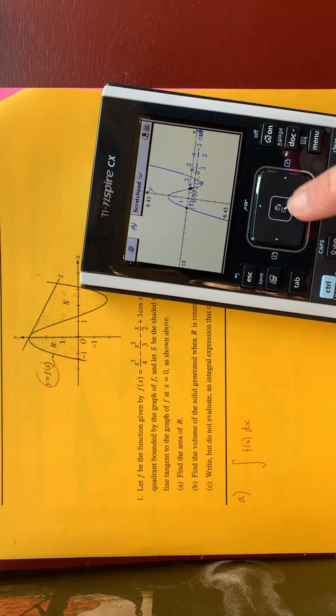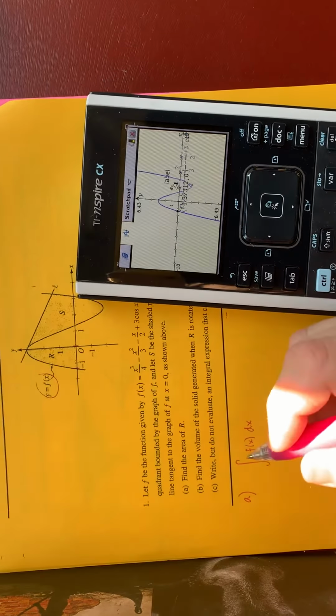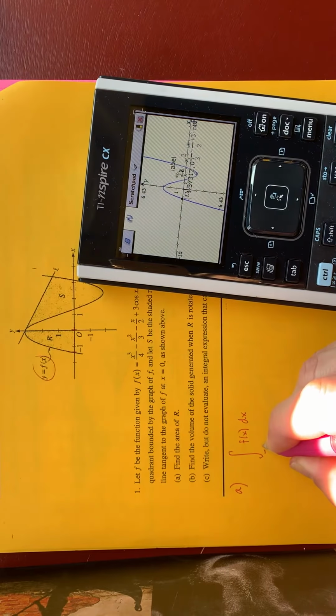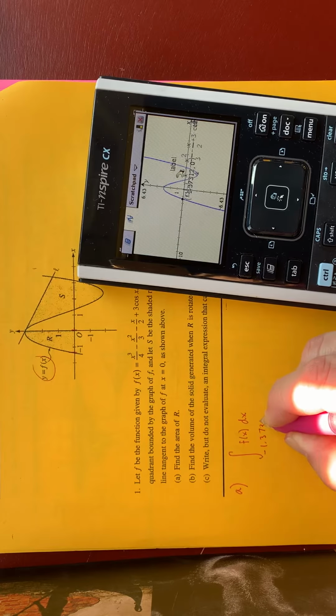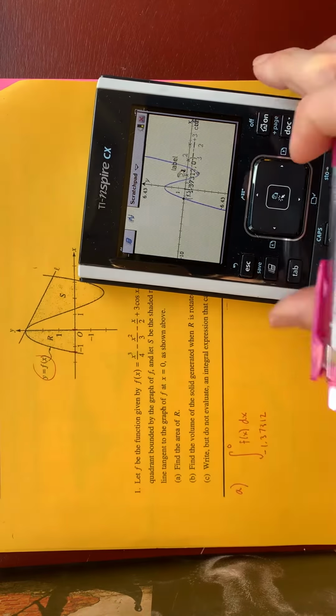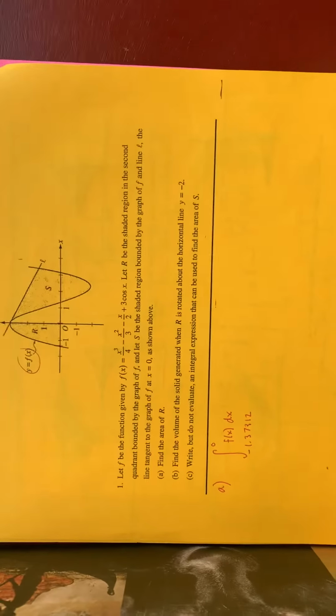So negative 1.37312. So negative 1.37312, and I'm going from there to 0. So there's my work for part A. I'm just integrating from left to right.